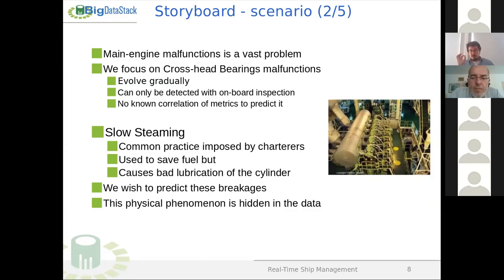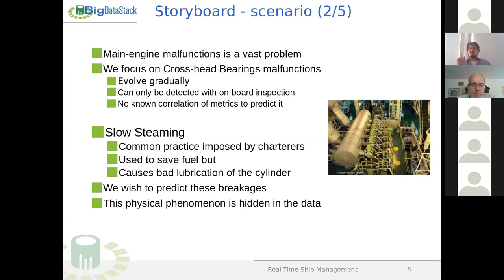So we focus on a very specific malfunction, which happens on a part of the cylinder called the crosshead bearing. This is a malfunction that evolves gradually, so it's not a sudden event. But to the best of our knowledge, we don't know of a correlation to predict it. We can only detect it with an onboard inspection. So someone has to get literally into the cylinder, have a look at the crosshead bearing, and decide whether it's going to break or not. However, we know the reason. We know why this malfunction happens.